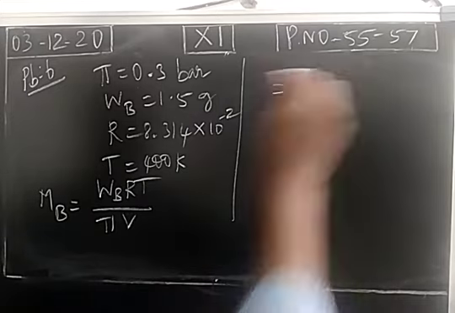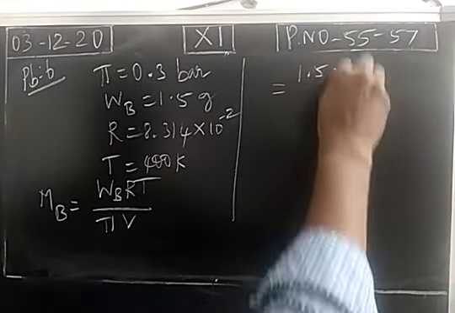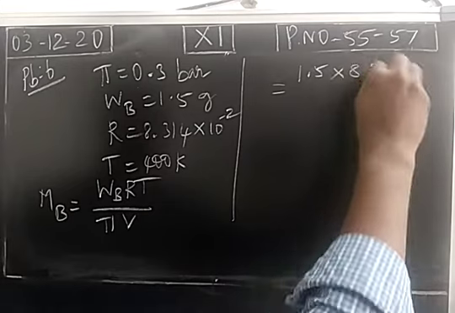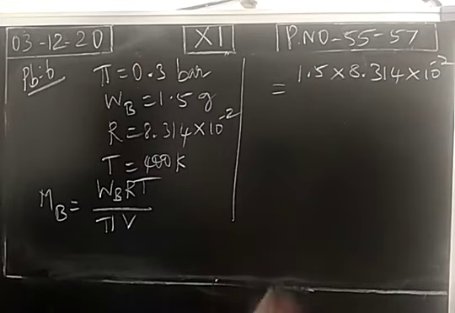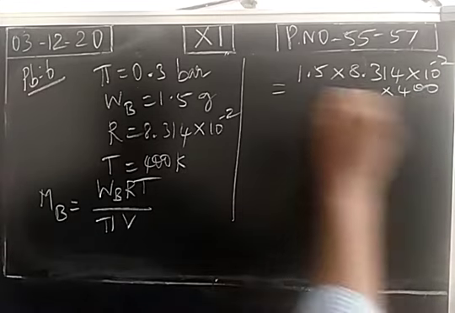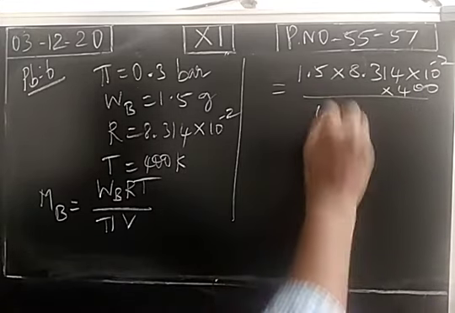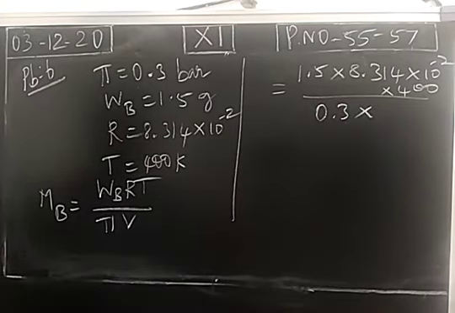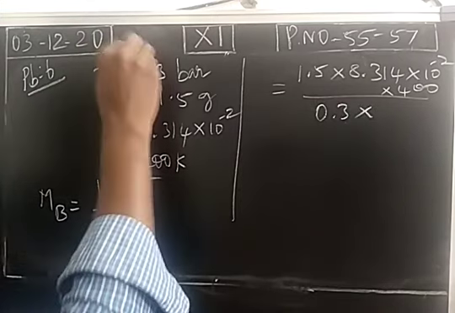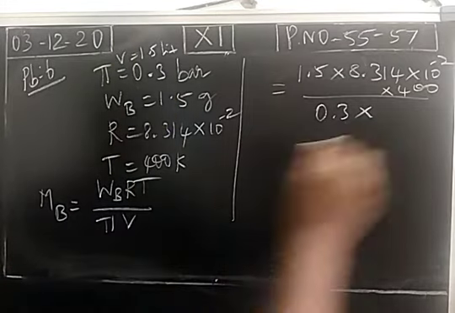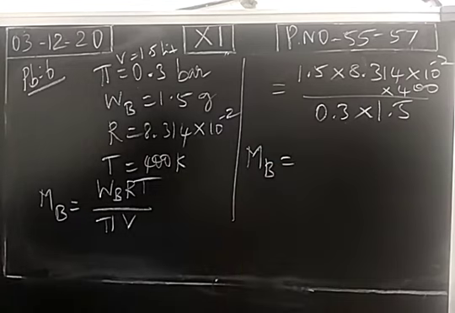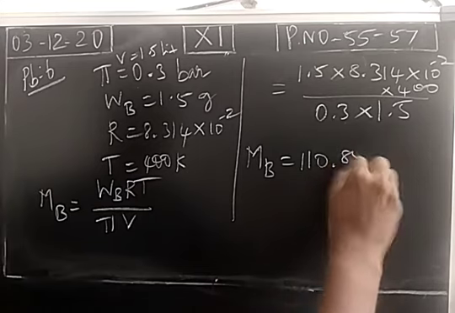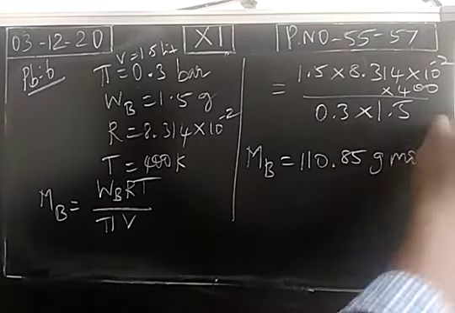So weight of solute 1.5, gas constant value 8.314 into 10 power minus 2, temperature 400 Kelvin, divided by osmotic pressure 0.3, volume of solution is 1.5 liter. The molar mass of solute is 110.85 gram per mole.